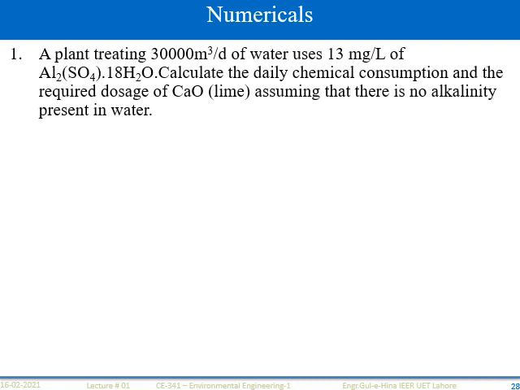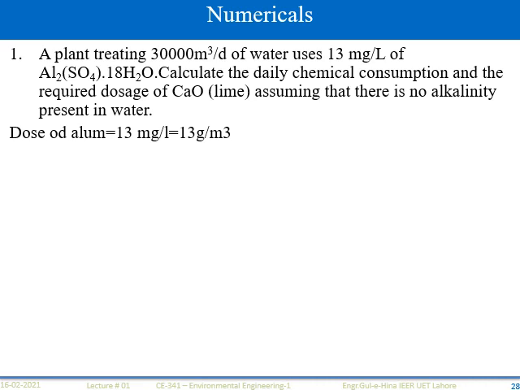The next numerical: a plant treating 30,000 meter cube per day of water uses 30 milligrams per liter of alum. Calculate the daily chemical consumption and the required dosage of calcium hydroxide, lime, assuming that there is no alkalinity present in the water. Okay, first of all, you have to calculate the alum dose. The alum dose is given, which is 30 milligrams per liter. We have to make its units consistent with the flow, because we have to calculate the daily requirement of the alum.